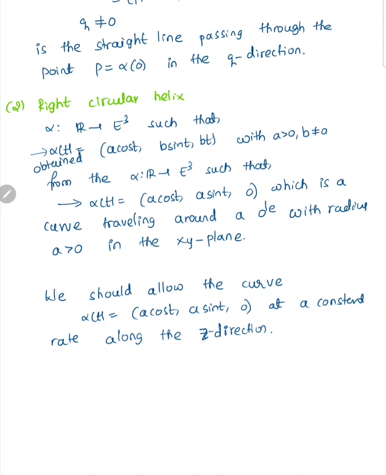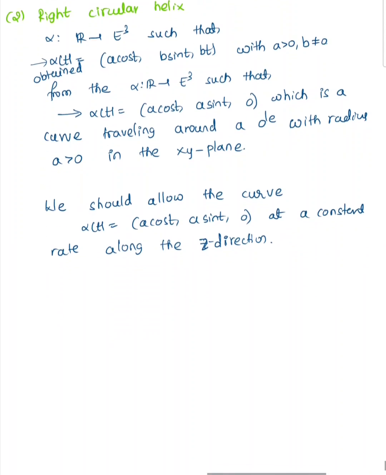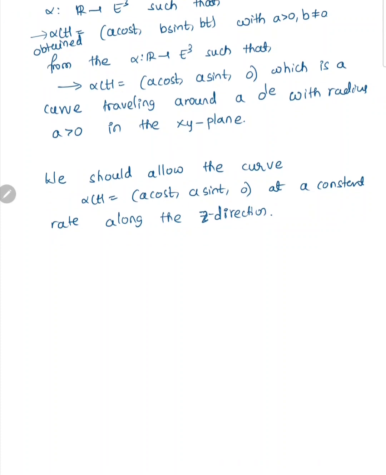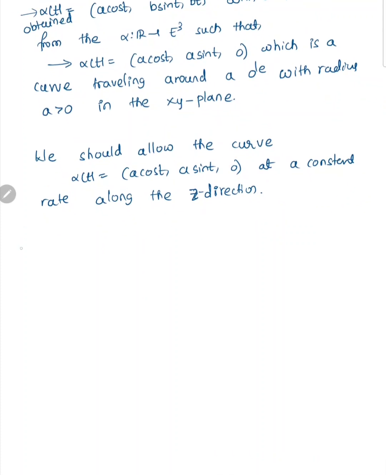Hence, a right circular helix is obtained by rising the circle which is in the xy plane along the z direction with a constant rate. So, this is about how the right circular helix is obtained. Now, we have to shift into another concept. Before that, we will observe one thing.